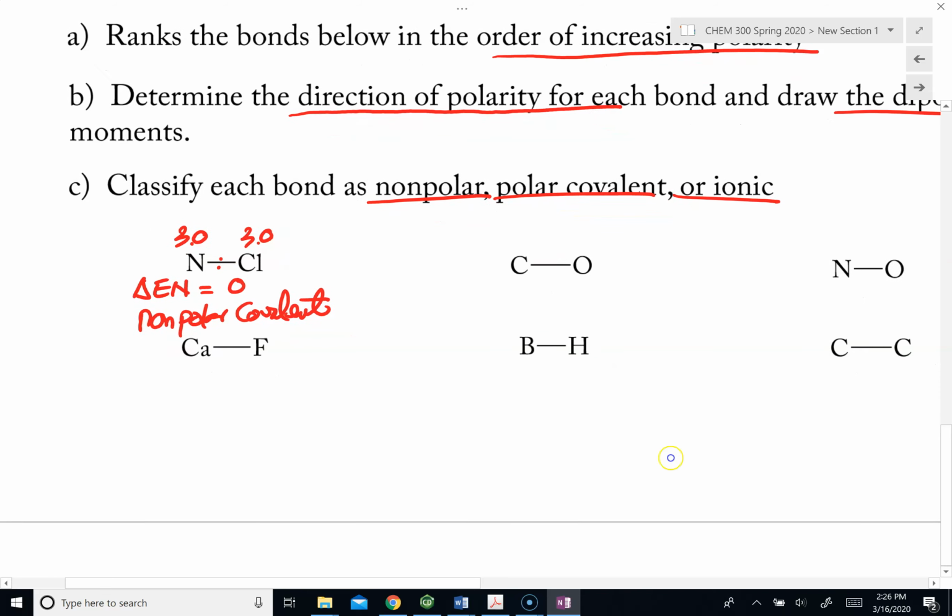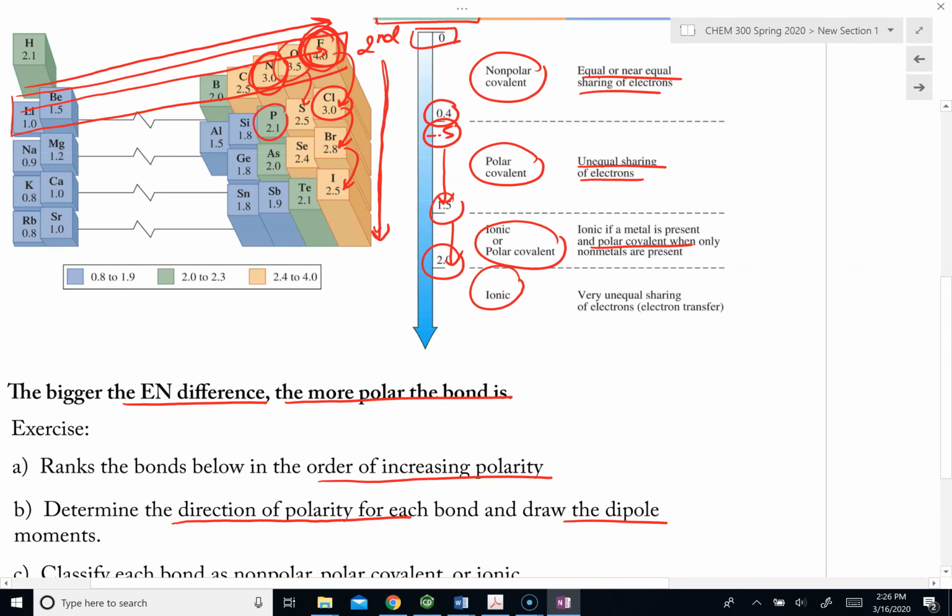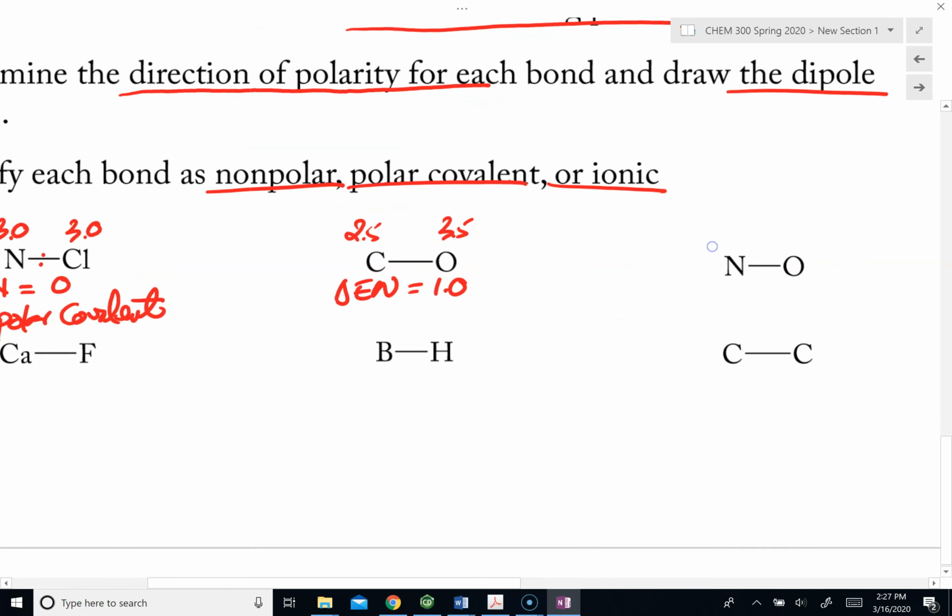And now moving on to the next example, the bond between carbon and oxygen. Again, the electronegativity of carbon is 2.5, and for oxygen it is 3.5. So the difference in electronegativity between these two atoms will equal 1.0. 1.0 is actually a very big difference in electronegativity, and that would be enough for us to classify this bond right here as a polar covalent bond. So going back, we now know this bond right here is a polar covalent bond.